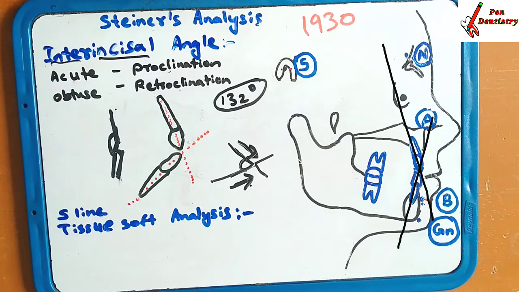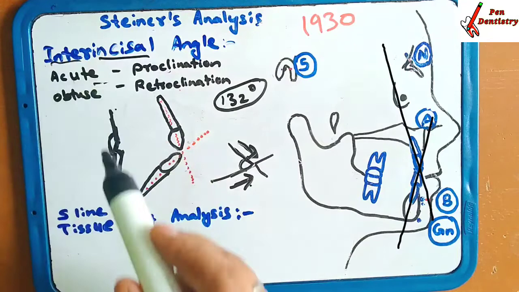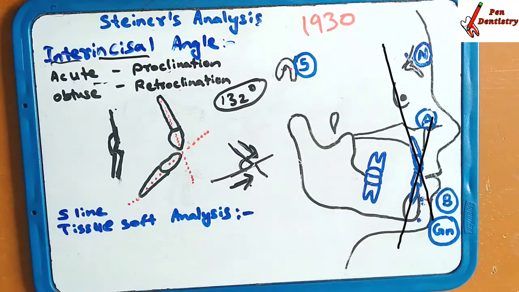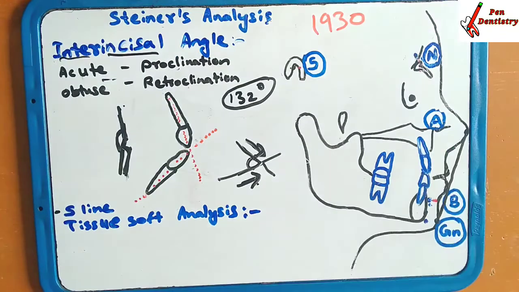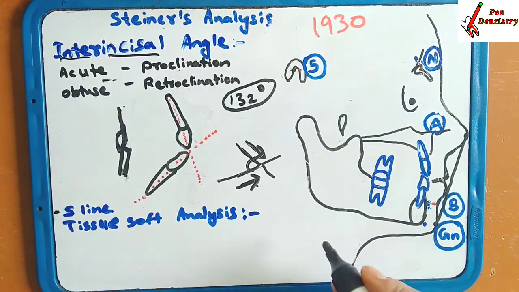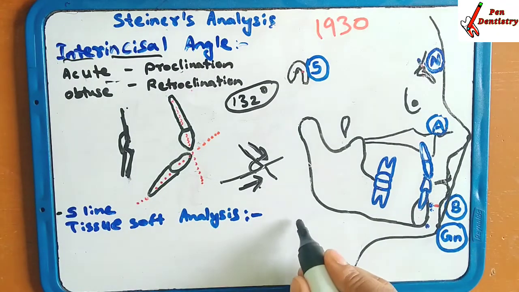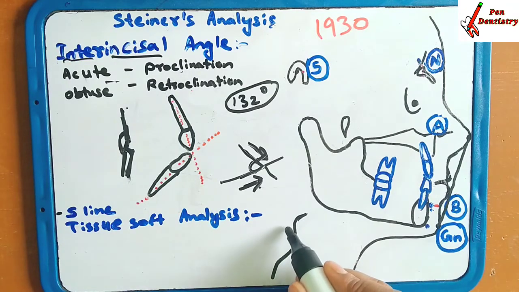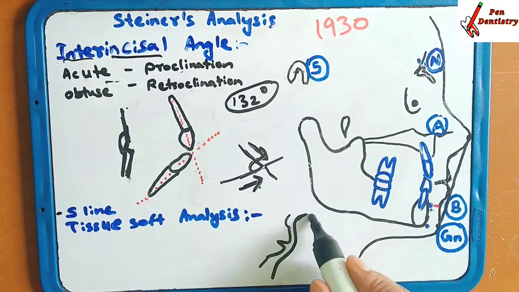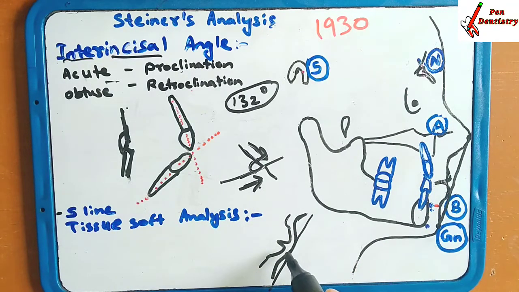And you can recognize that proclination is present in the presence of an acute angle, and retroclination is present in the presence of an obtuse angle. Now, the S line. The S line is the soft tissue line, from the nose tip to the chin. When the line is drawn from the nose tip to the chin and the lip, the S line is protrusive. This is the lip, making an S line. And this is the line for the anterior location of the tooth.